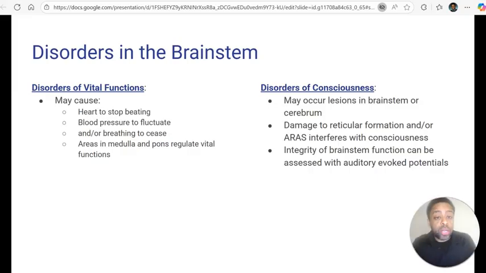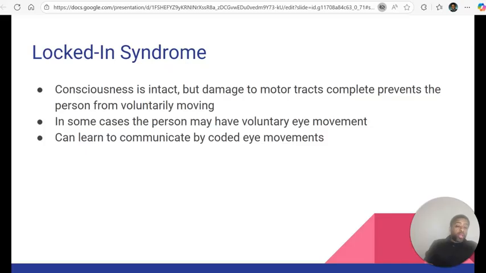Now, disorders of the brainstem, they of course may impact heart rates. They may impact stability of blood pressure, interfere with breathing, depending on, of course, where the lesion may be. One of the disorders that is oftentimes seen, or could be seen when there is an infarct or an insult or a lesion in the brainstem, is a locked-in syndrome.